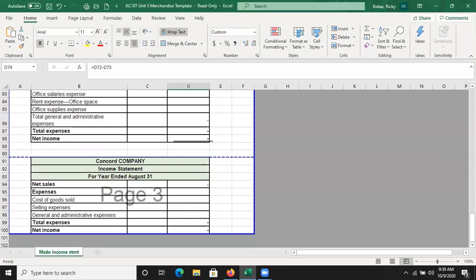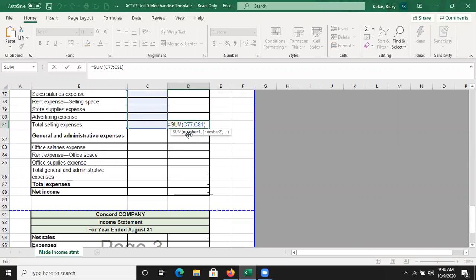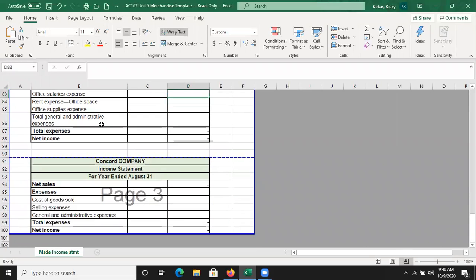Now, on the single step income statement, you're going to like it way more. You just put in your net sales that you've already calculated in the very beginning, so the sales minus the discounts and returns. Then you just list totals of the expense categories. You list cost of goods sold. You list the total selling expense. Whatever you put right here as total selling expense is what you put down here. And whatever you put as total general and administrative expense, you put down here. Then you total your expenses. Then you do net sales minus total expenses.